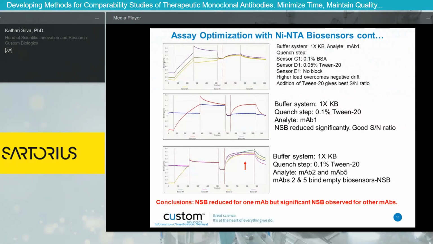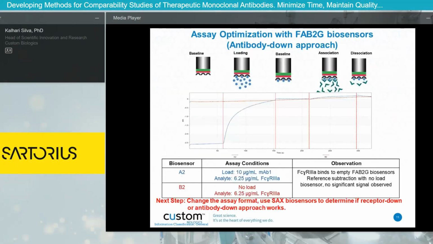So that's where we moved on to FAB2G biosensors. This orientation is a little bit different, because in the nickel NTA biosensors, we are using the His tag of Fc receptors. So there it is an Fc down approach, where the antibody is free in solution. But here we are using FAB2G biosensors, which immobilize the antibody via the CH1 domain of the Fab fragment. So it is called the antibody down approach.